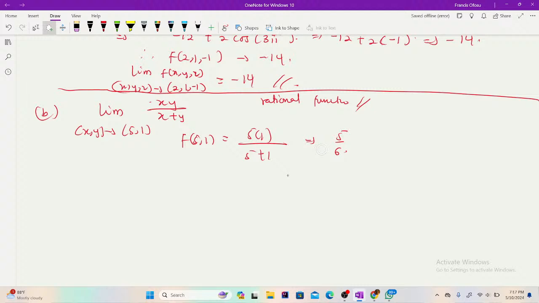Once the functional value is equal to 5 on 6, you just don't need to worry, because our function here is continuous at this point. For that reason, you simply say that the limit as (x, y) approaches (5, 1) of our function f of (x, y) is simply equal to 5 on 6. The function is equal to 5 on 6 and the limit exists.